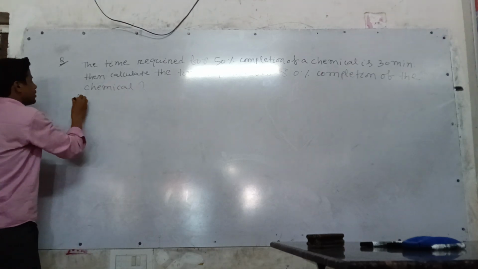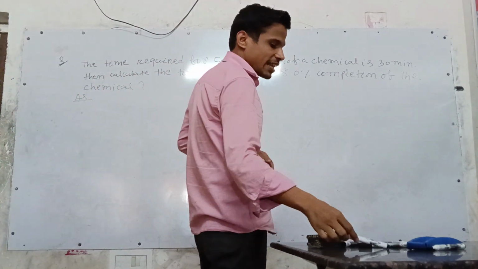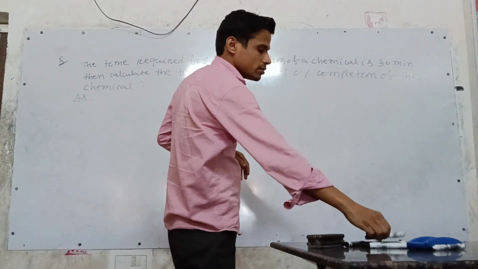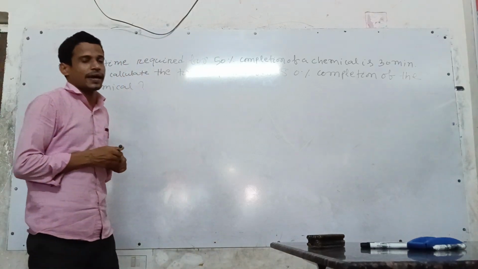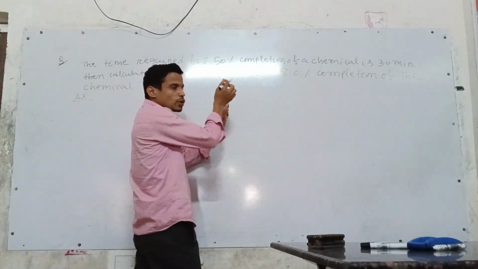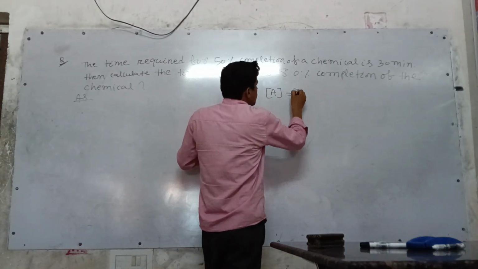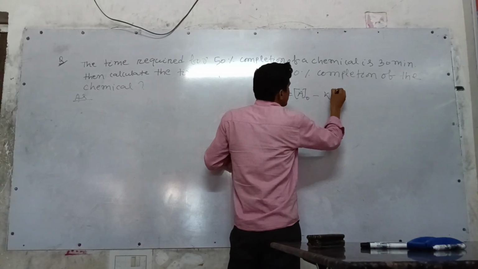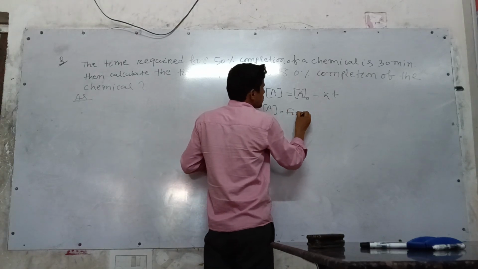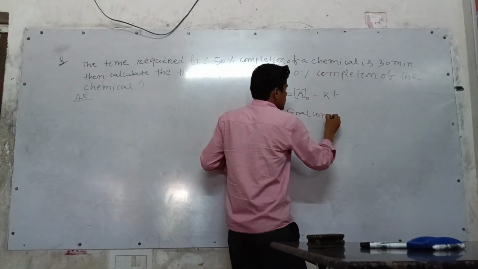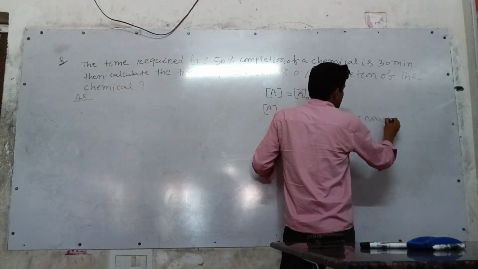So, student, this is an example of a zero order reaction. So, we should solve this problem by the zero order kinetics method. For zero order kinetics, A equals A0 minus Kt. So A is the final concentration of the reactant.